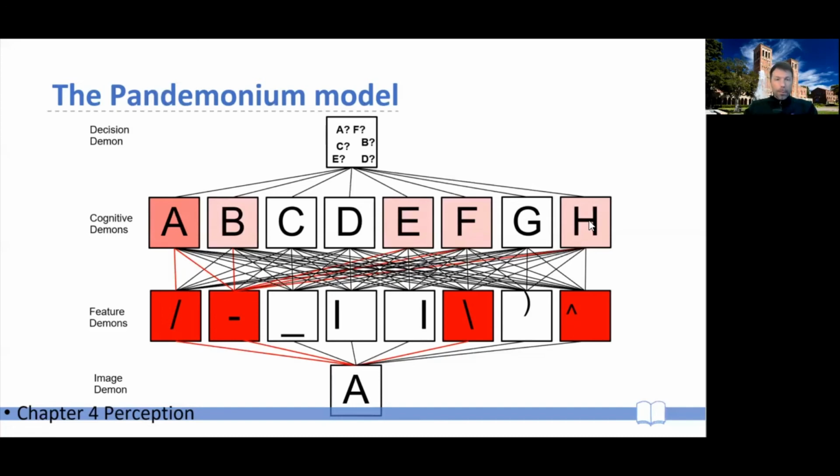So after the horizontal line, we get the other slanted line. And of course, this would only activate the A, which now has been activated 3 times. And finally, there's the pointy angle. And this one too only applies to the A. So the A now gets very active. So finally, once we factored in all the features that were detected in the input image, A is the most active cognitive daemon. It's the most active representation. So it must be that what we're seeing is an A. And that's the job of the decision daemon, to tally out the amount of activation of each of these cognitive daemons.